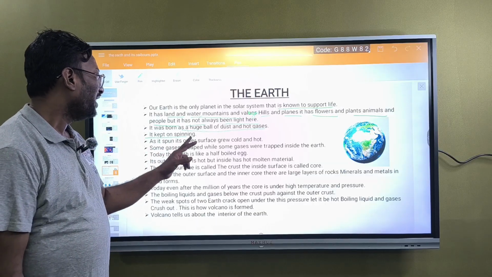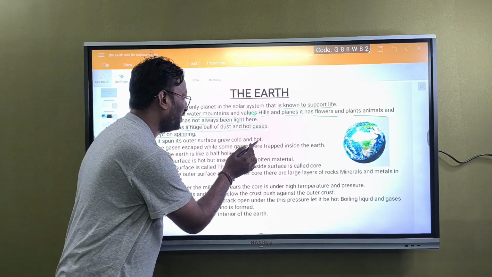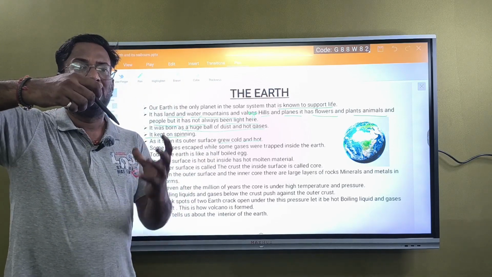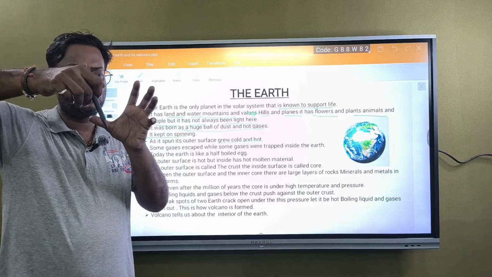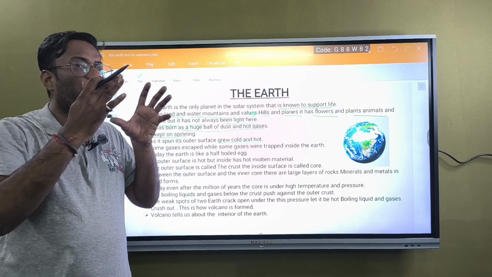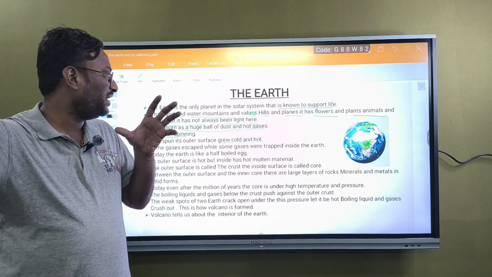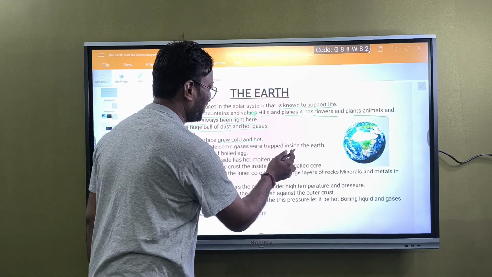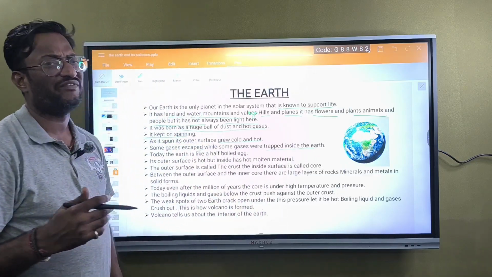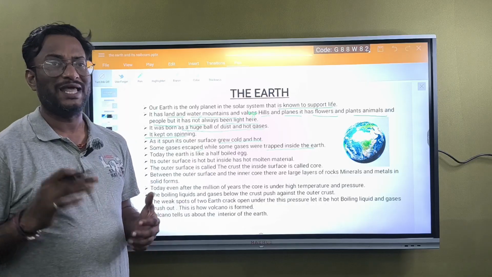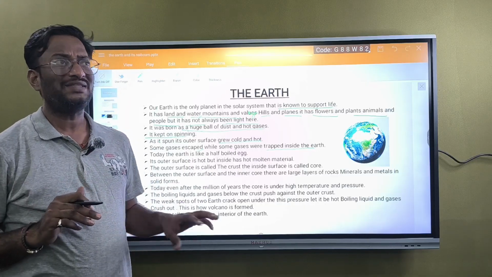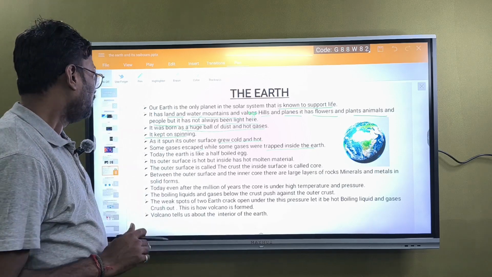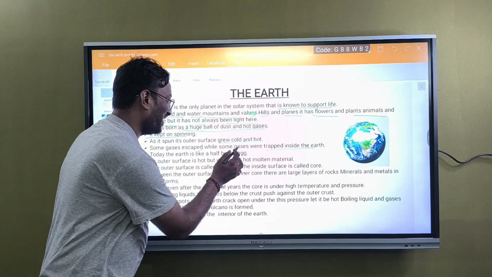As it spun, its outer surface grew cold and hot. While spinning, if the outer surface of the earth is towards the sun, it will be warm or hot. The other side will be cold. Some gases escaped while some gases were trapped inside the earth. Few gases which are very light, like helium and hydrogen, escaped from the earth. And there are a lot of gases present inside the earth, that is oxygen, nitrogen, carbon dioxide, like that.